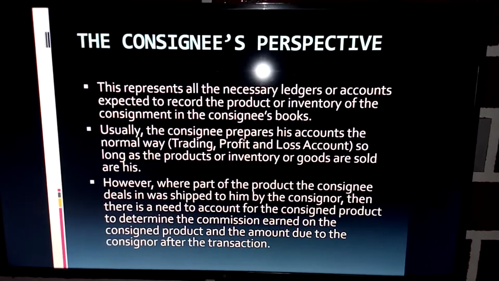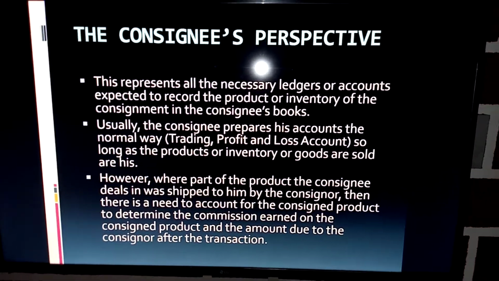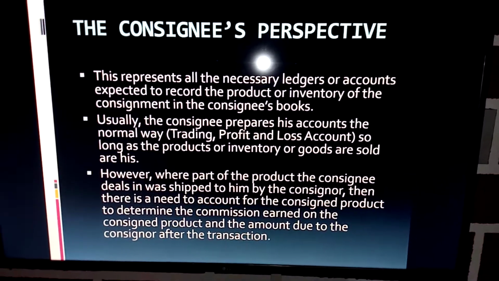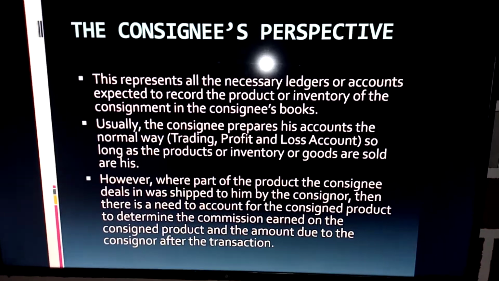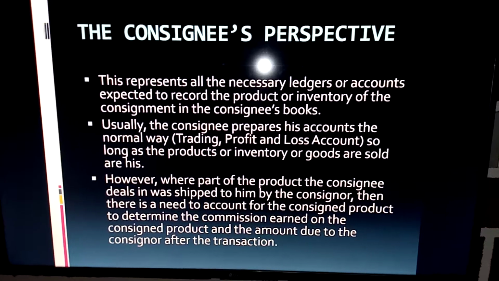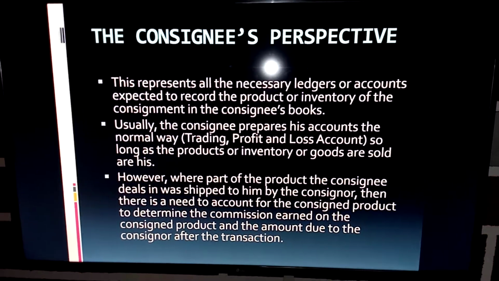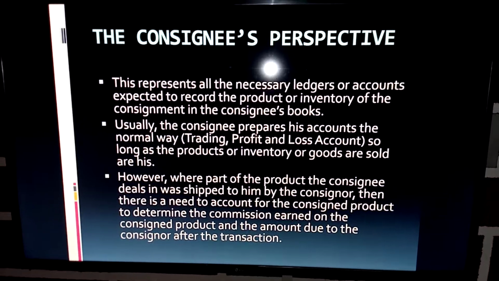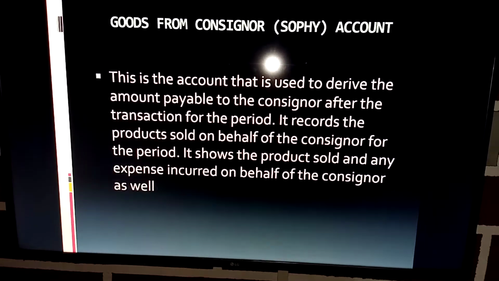So what it means is that he wants to know the commission that he has earned on the product he's selling on behalf of the consignor. So it is a commission that he takes to his own general trading profit and loss account. So basically he also prepares his own account, but the commission on the goods that does not belong to him is what he wants to get, so that he'll be able to take it to his own profit and loss account. So here you have goods from consignor.